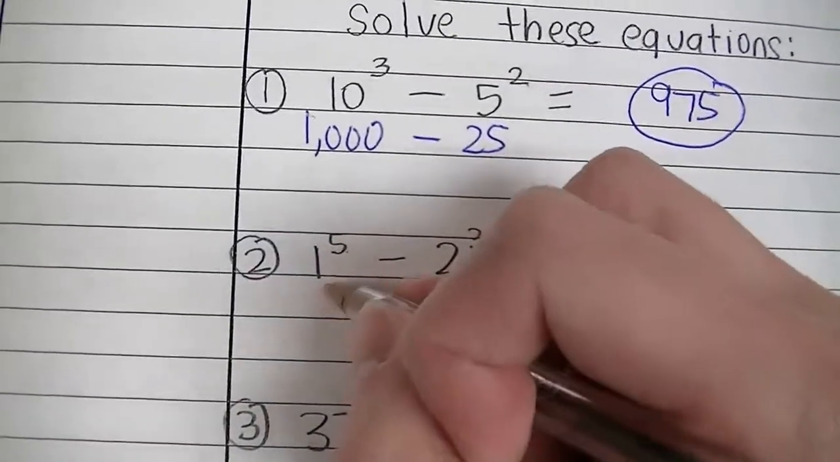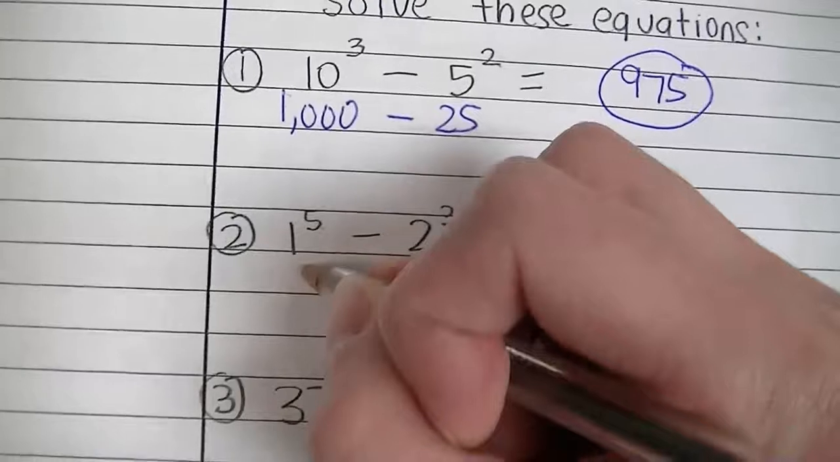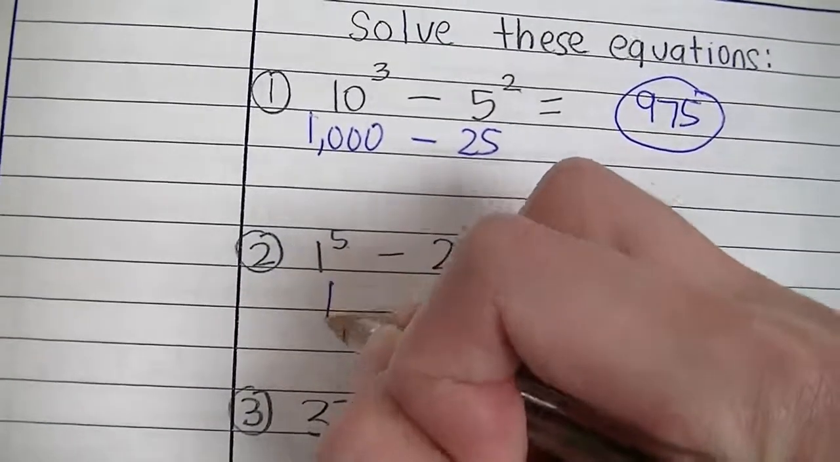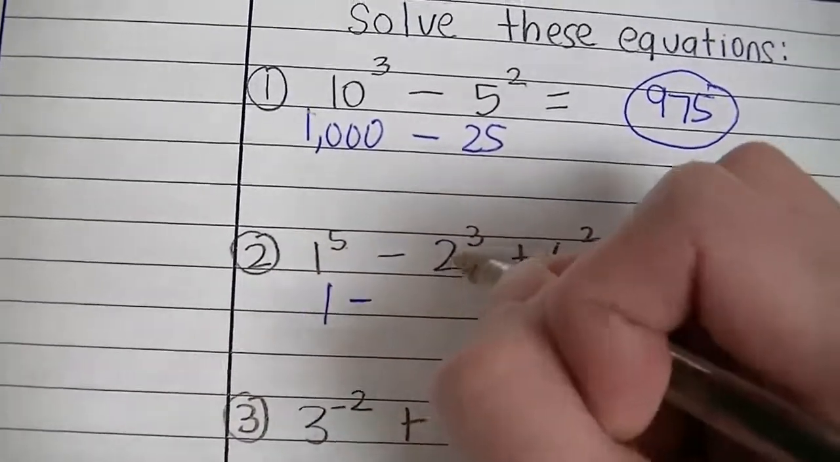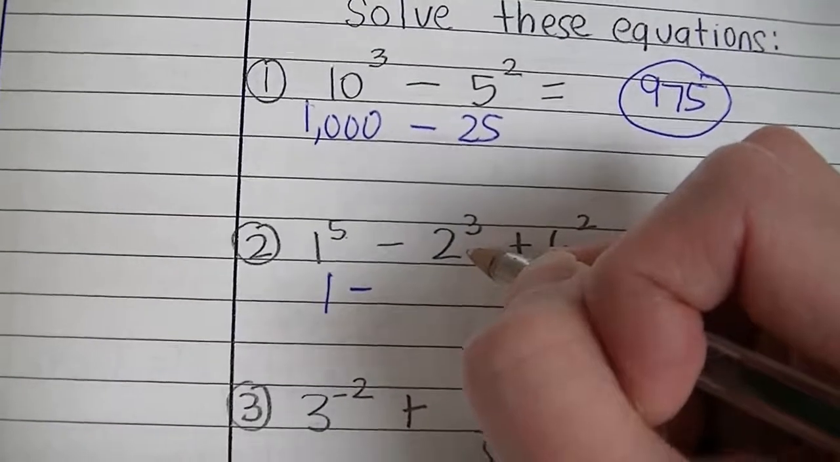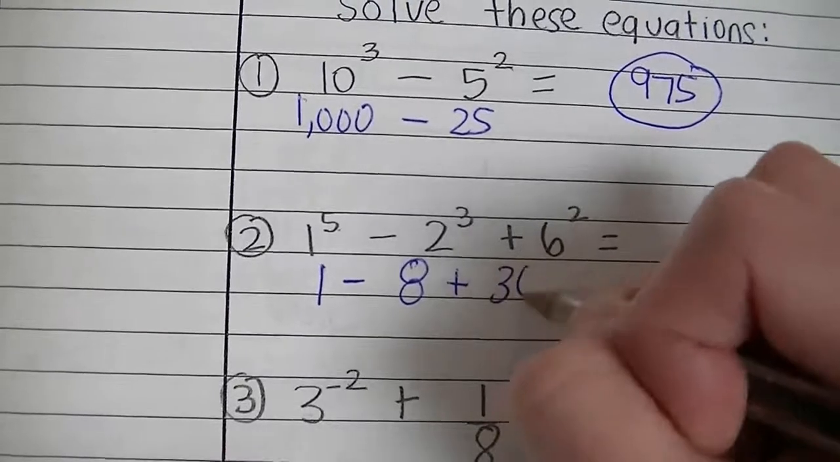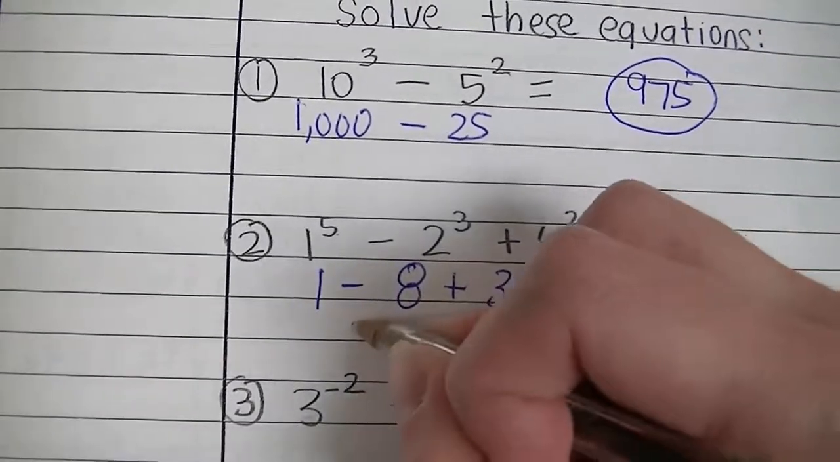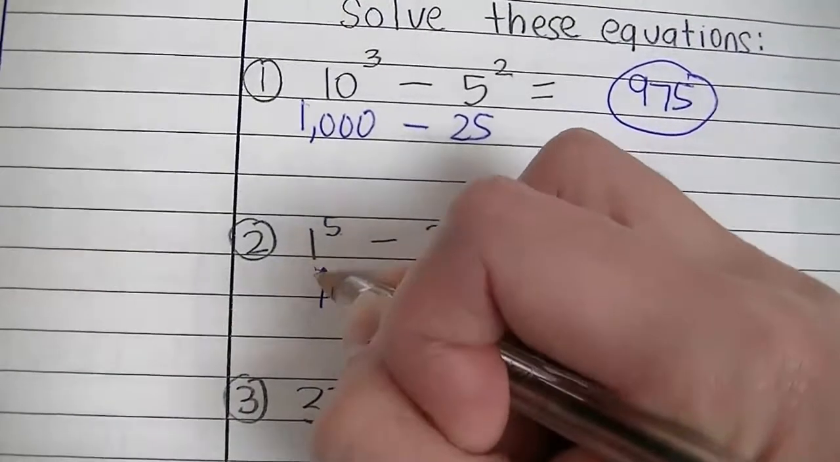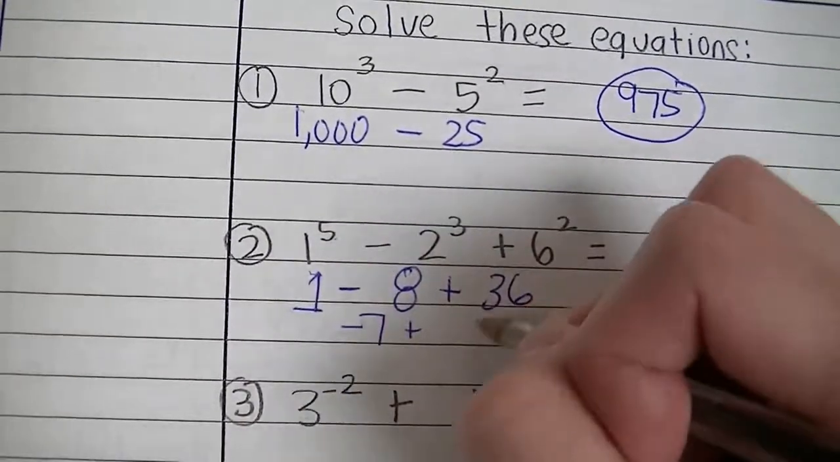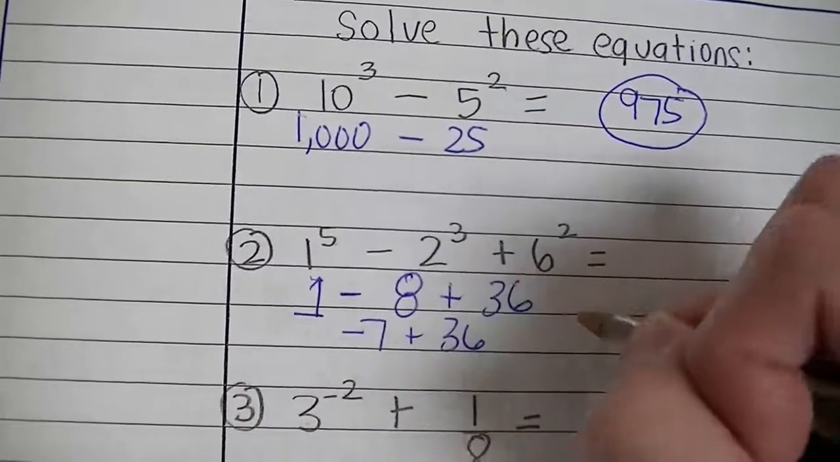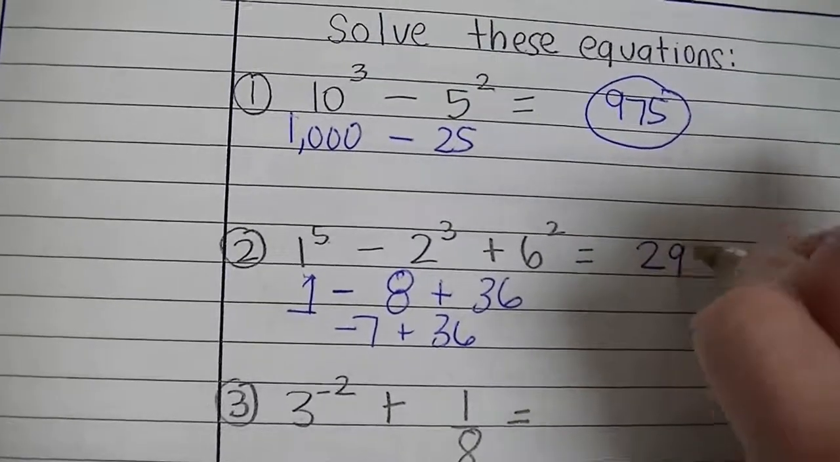1 to the 5th power is 1 times 1 times 1 times 1 times 1, which is 1. Minus 2 to the 3rd power. 2 times 2 times 2 is 8. Plus 6 squared is 36. 1 minus 8 is -7. Plus 36. -7 plus 36 is going to equal 29.